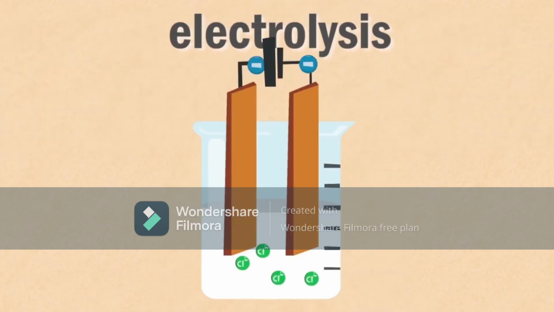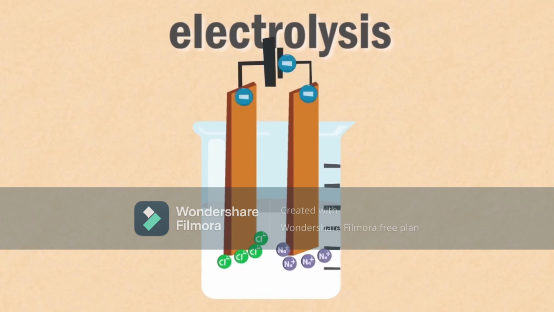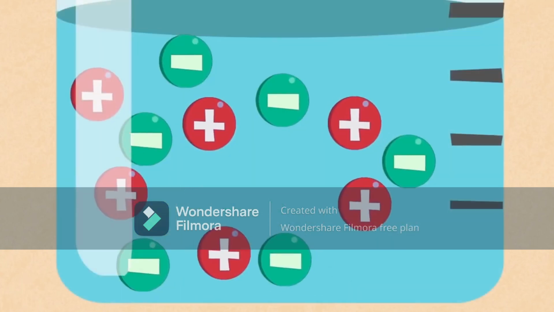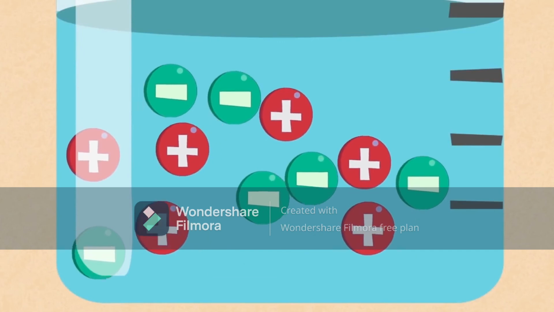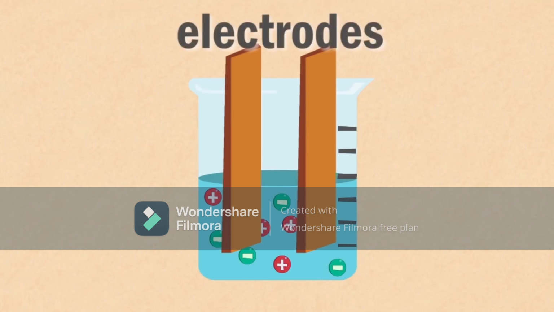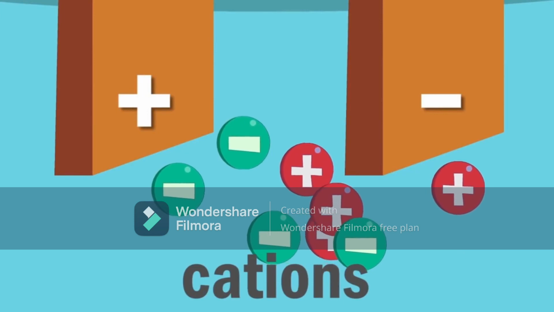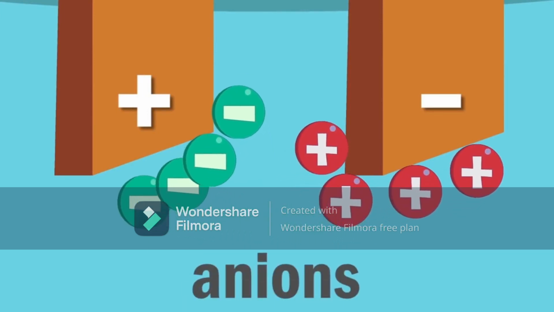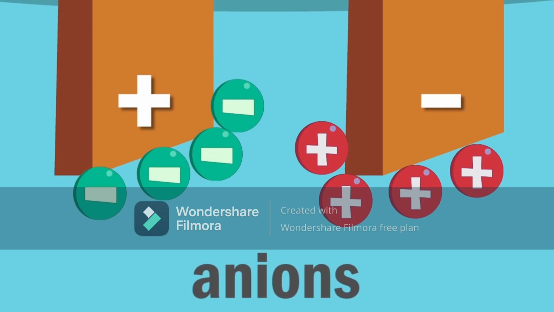Electrolysis is the flow of electrical current in a conducting solution or molten liquid that causes chemical changes. The conducting liquid is called an electrolyte and has free moving ions. The conducting plates, bars or wires inserted into an electrolyte are called electrodes. Positive ions are called cations and are attracted to the cathode. Negative ions are called anions and are attracted to the anode.